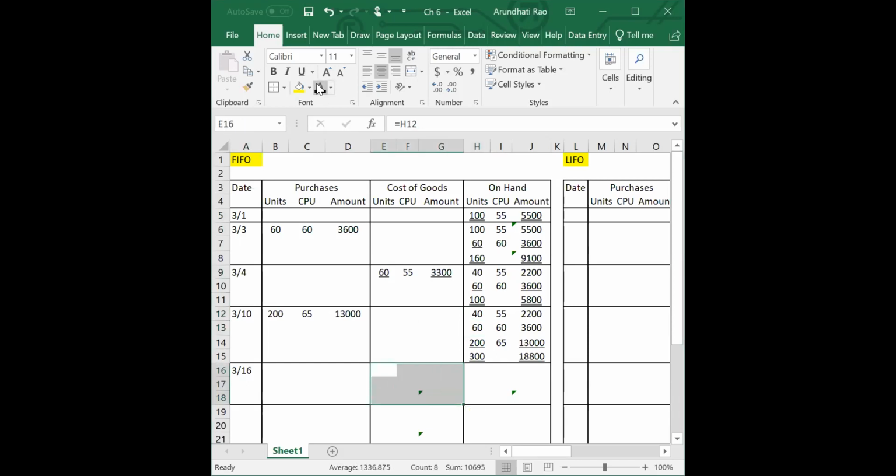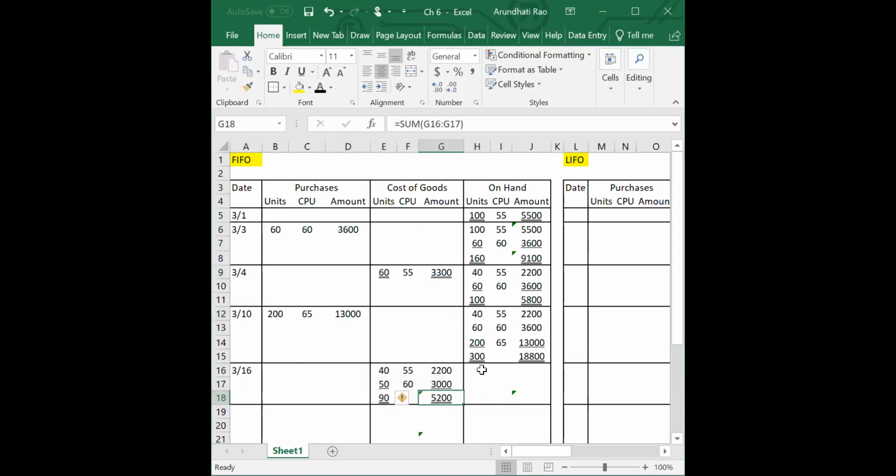So if you look at the details over here now, I sold 90 units. 40 are at $55 a piece. 50 are at $60 a piece. Again, remember, this is cost of goods sold. I'm completely ignoring the selling price at this point of time. I'm not looking at that information at all when I calculate cost of goods sold.